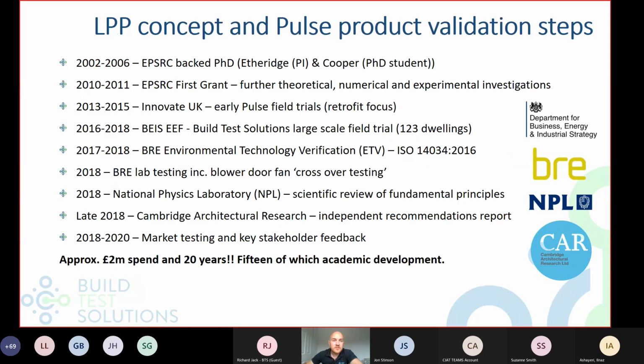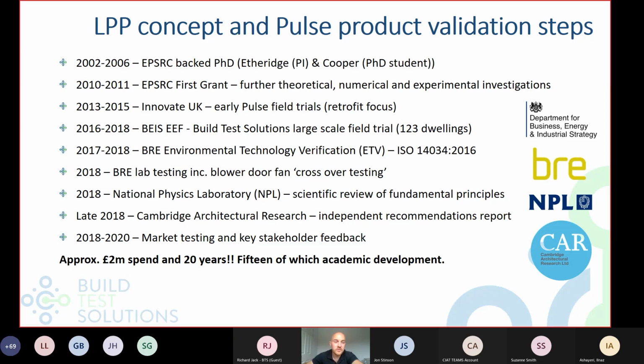I've mentioned the product validation that we've gone through with Pulse. It's been one hell of a journey. I won't labour all of these bullet points, but basically it's had 15 years of academic development. It was the subject of a PhD with the University of Nottingham, with lots of research council grants and work going in. Then BEIS, the Department for Business, Energy and Industrial Strategy, very kindly sponsored a lot of the field work and allowed us to do third-party verification with BRE, the NPL and Cambridge Architectural Research, and all of that culminated in what we see today with the acceptance of Pulse in the building regulations.